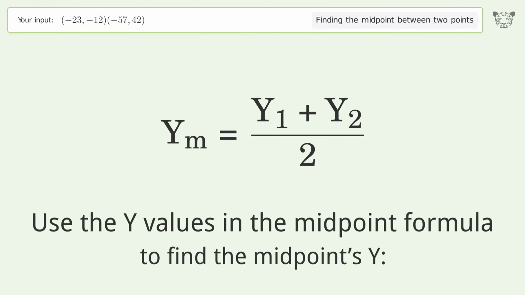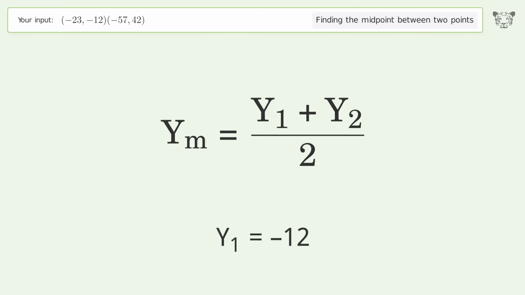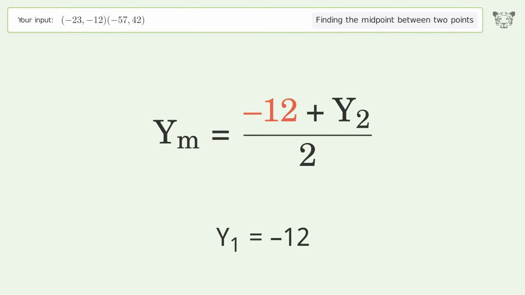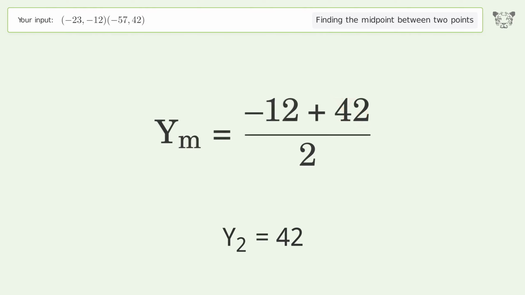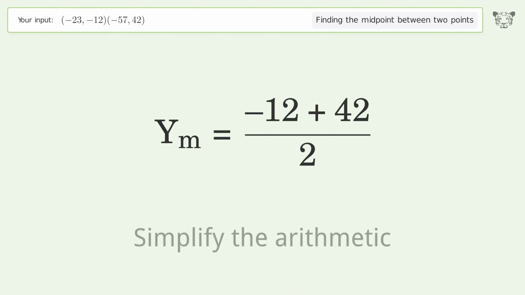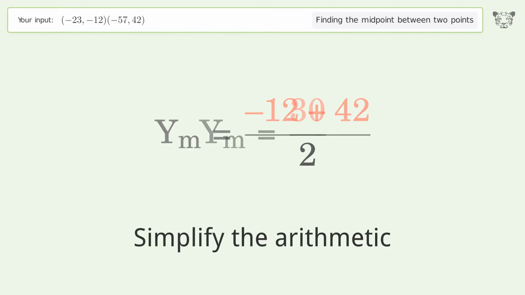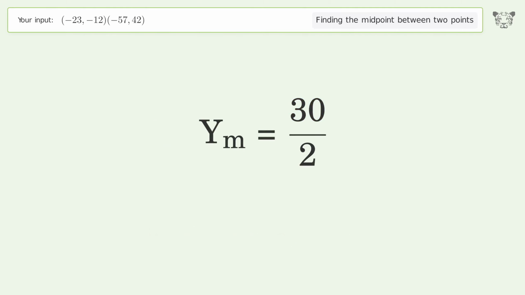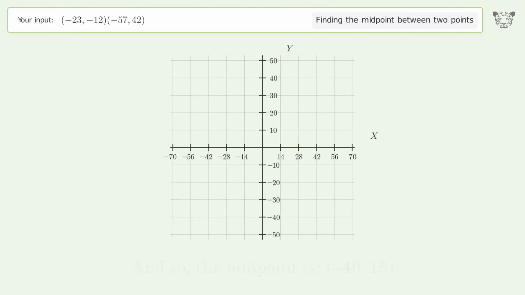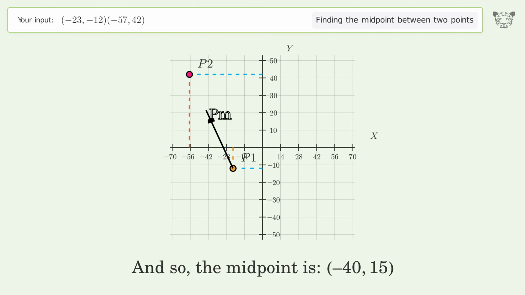Use the y values in the midpoint formula to find the midpoint's y. y1 equals negative 12. y2 equals 42. Simplify the arithmetic. And so, the midpoint is negative 40, 15.